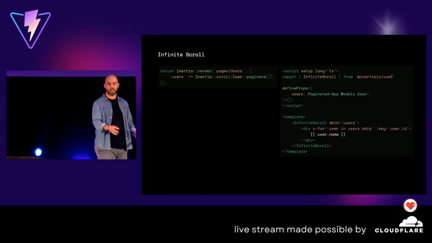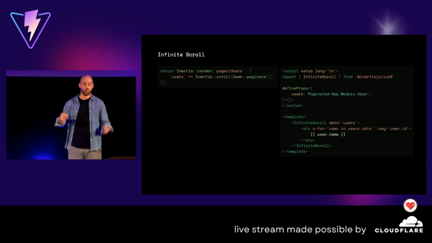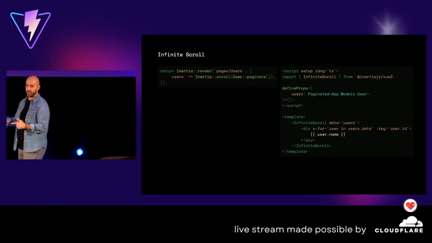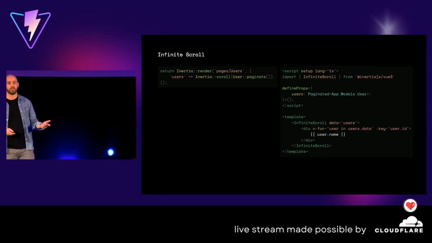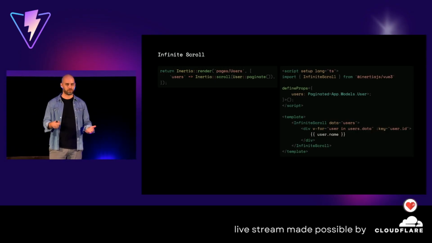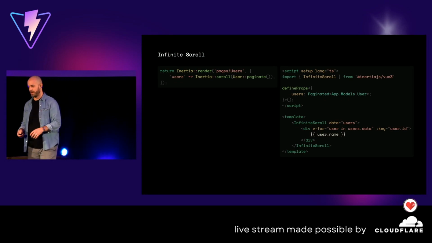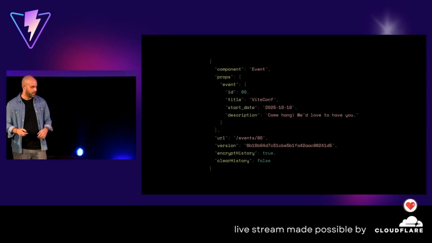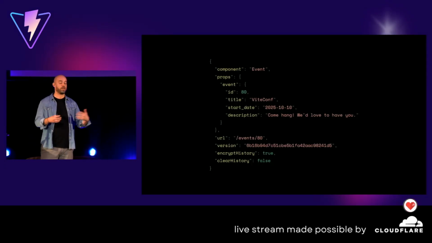You paginate the user model. You wrap it in Inertia scroll. And then on the other side, you just use the infinite scroll component. And you specify which prop we're supposed to be looking at. And you loop through the data. This is bidirectional infinite scroll functionally right here. That's what it looks like. So we've got some goodies. But the question remains, by the way, Inertia is just a protocol.